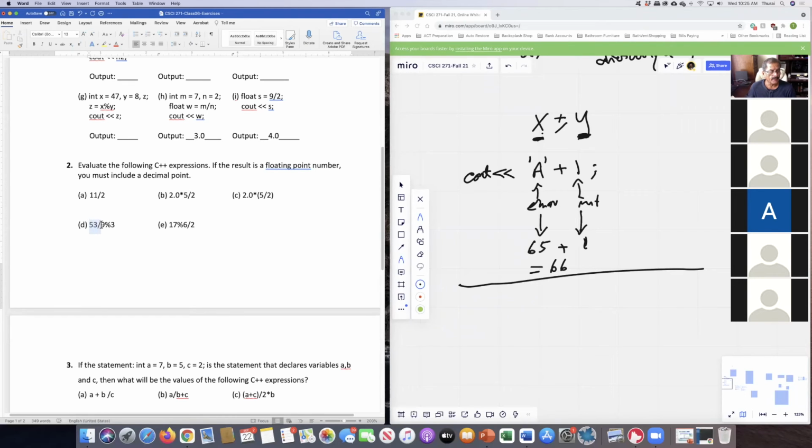The 53 divided by 9 will be done first. And when you divide 53 by 9, the answer is 5. Answer is 5, not a fractional number, because integer divided by integer is going to be the integer part of the answer. So 5 is the answer there. So the next step is 5 modulus 3. 5 modulus 3 is 2. 3 goes into 5 one time with the remainder of 2.